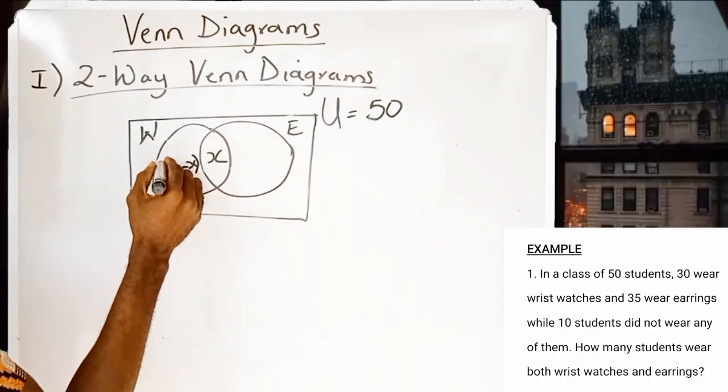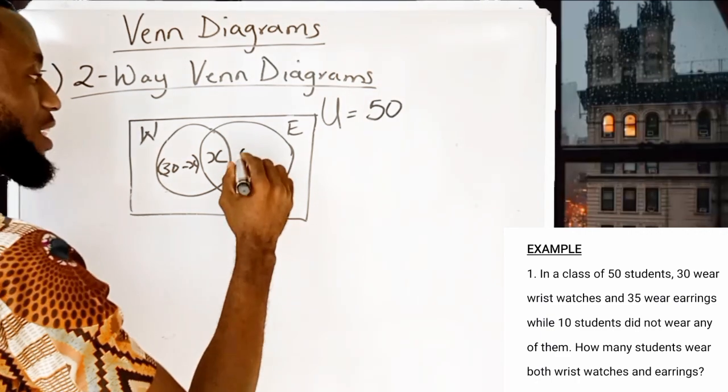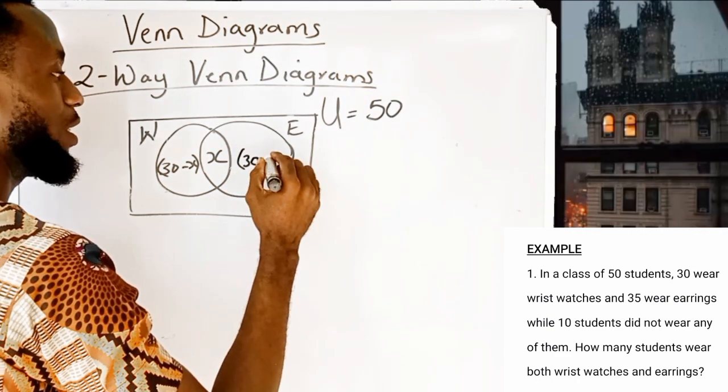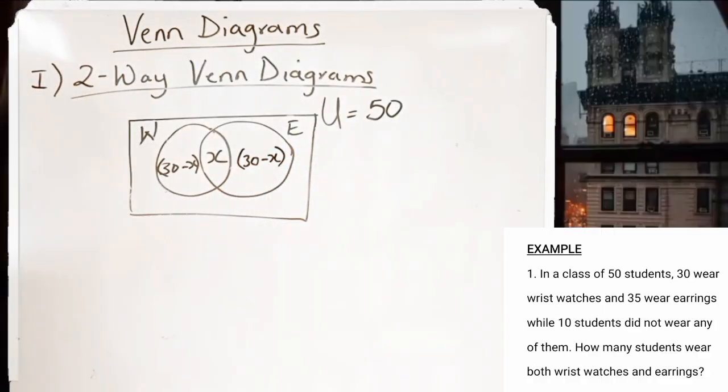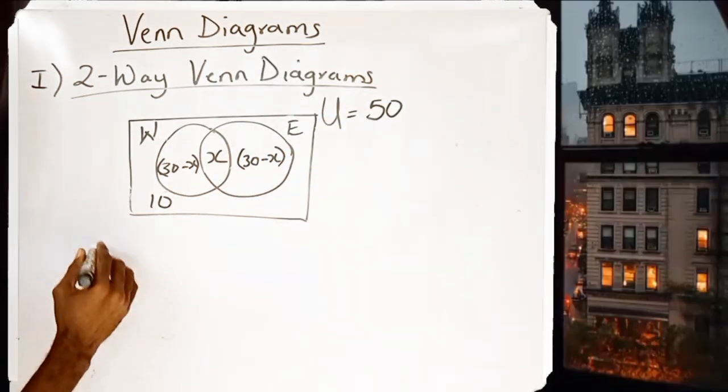While 35 wear earrings. They also did not add only. So I have to subtract X to get the ones that have only earrings. And then 10 students do not wear any of those two. So 10 students are outside. Nice. This is why we love Venn diagram. Venn diagram makes everything visual for you, so you can clearly see the addition looking at you.